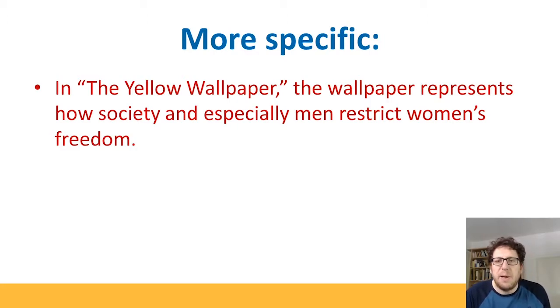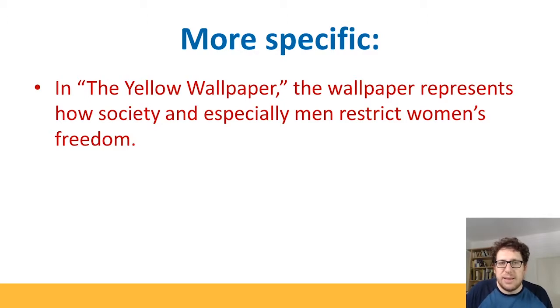In the Yellow Wallpaper, the wallpaper represents how society and especially men restrict women's freedom. Okay, so yes, society restricts women's freedom, not only controls them, but restricts their freedom. You could even add of movement, and especially men. Add some restrictions to your argument. It's not just society, especially men. Society in general, but also more specific.